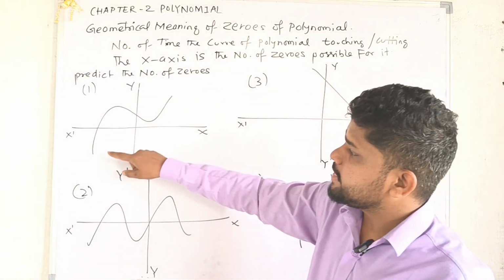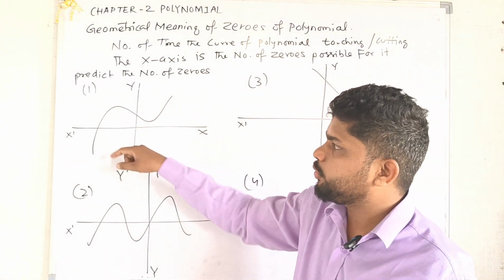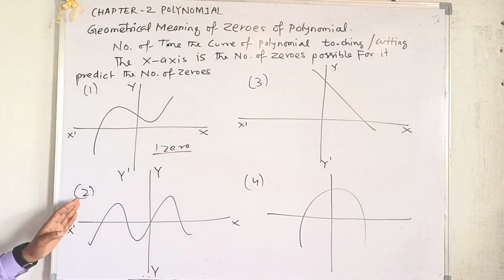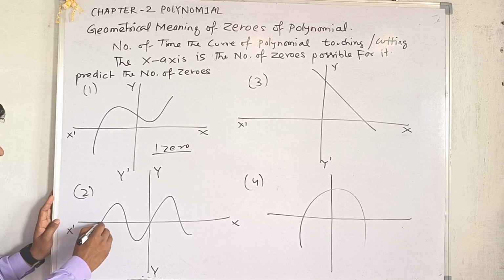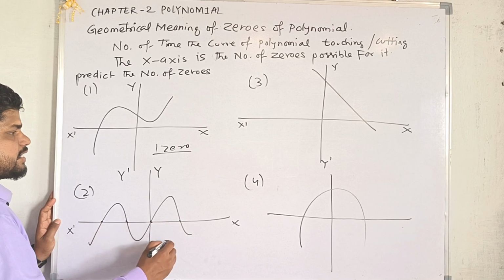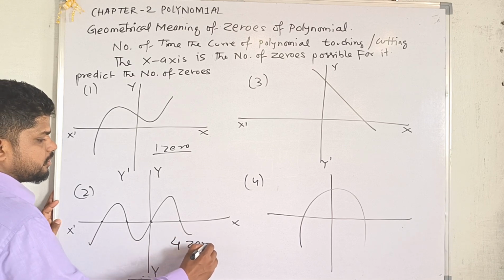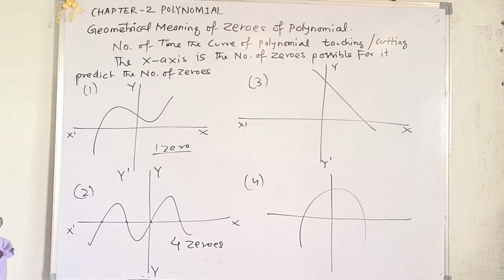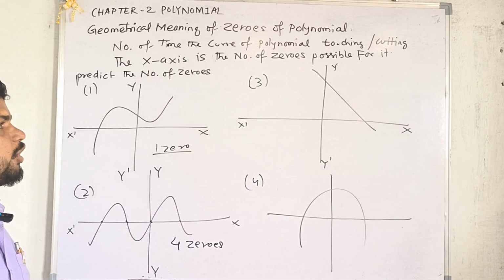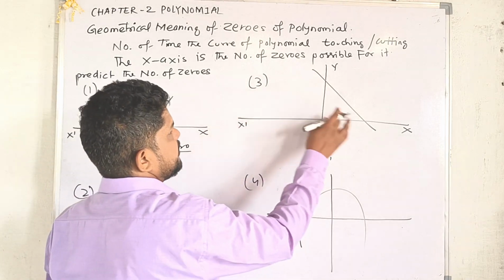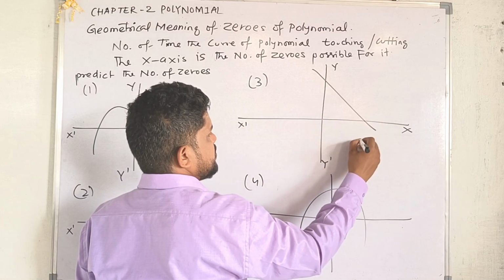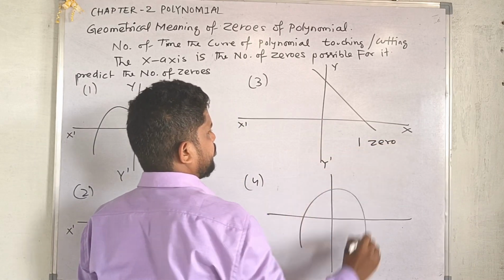Obviously, here since this curve is touching the x-axis only once, only 1 zero is possible. For the second graph, it is touching the x-axis 1, 2, 3, 4 times. So obviously it is biquadratic, that is, it will have 4 zeros. Here this is the equation of a linear polynomial. So obviously the curve is touching the x-axis only once, so it will have 1 zero.